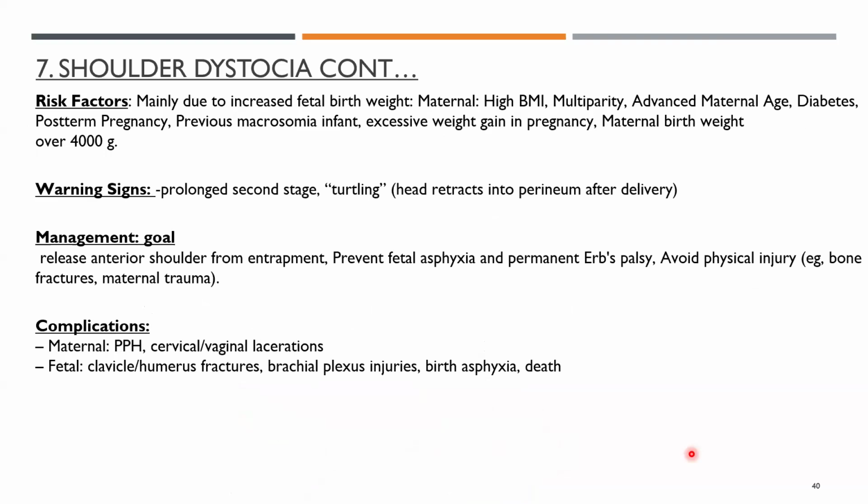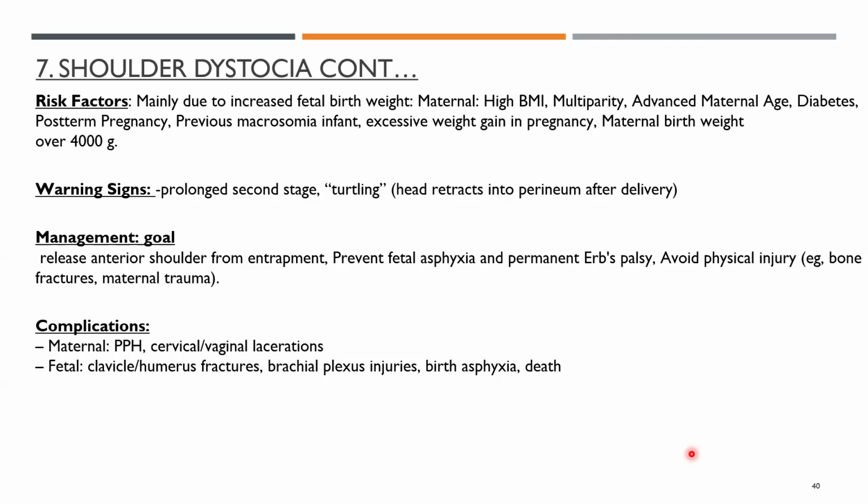What are the risk factors? Why does this happen? It is mainly due to an increased fetal birth weight. In maternal cases, there is high BMI, multiparity, advanced maternal age, diabetes. You're dealing with a baby which is more than 4 kilos, so previous macrosomic infant or excessive weight gain in pregnancy. Turtling is basically how, if you see a turtle, when the head comes out, it goes back in. That's what we mean by turtle sign. So that's one of the warning signs of shoulder dystocia.